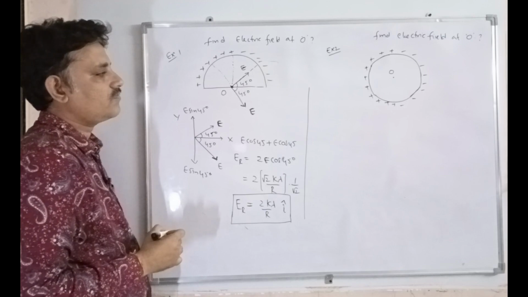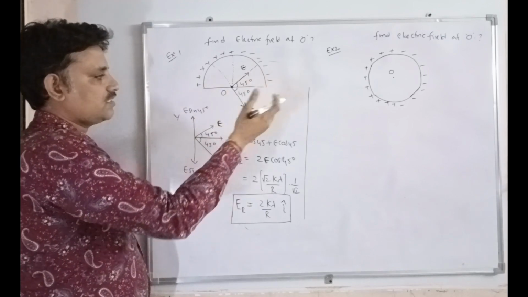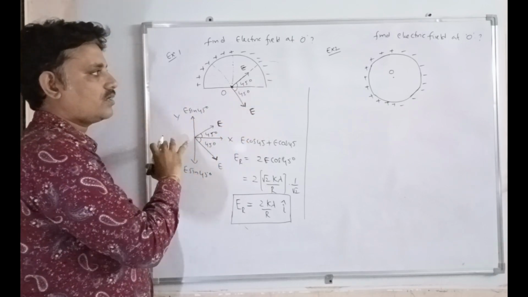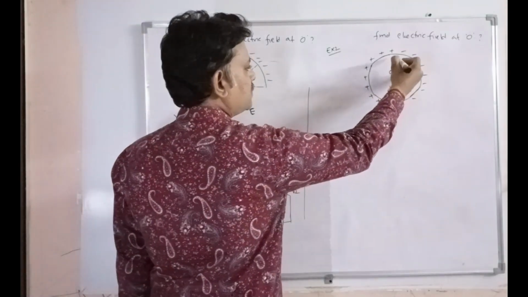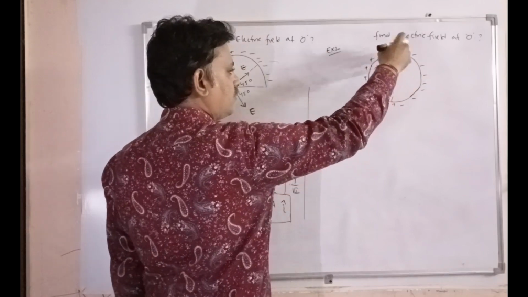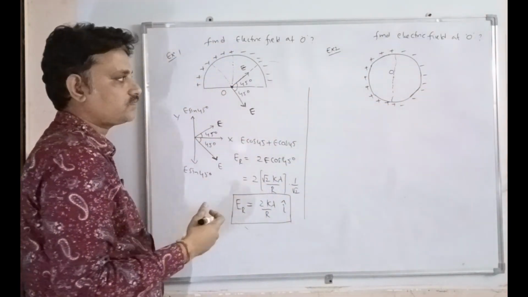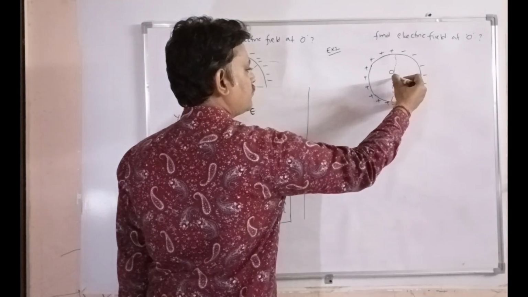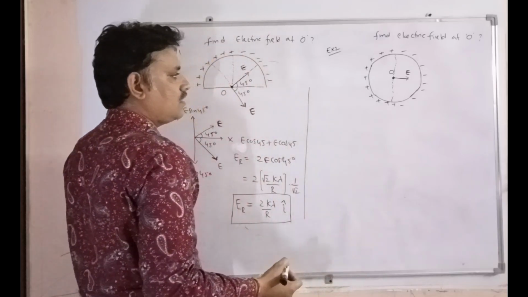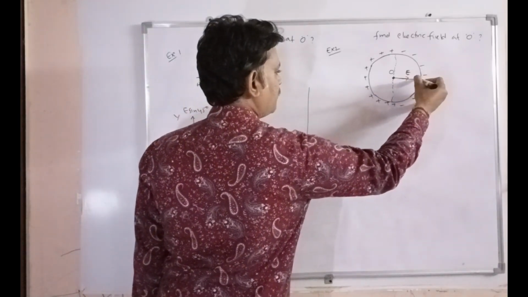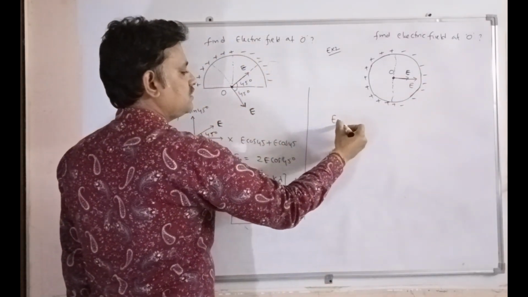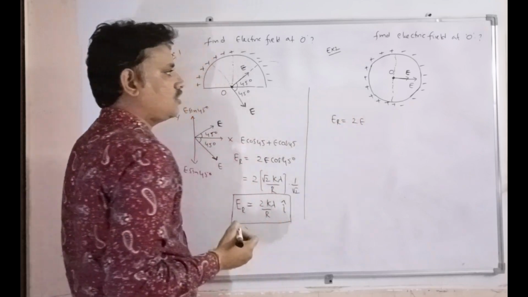Find the electric field at O. Whatever we solved here is the same problem, but there is a difference. Here it is a quadrant and there it is semicircular. Here the positive portion is semicircular and the negative portion is also semicircular. So the electric field due to the positive portion is along the direction E, and the electric field due to the negative portion is also along the same direction E. So the resultant electric field in this case is E plus E, that is 2E.